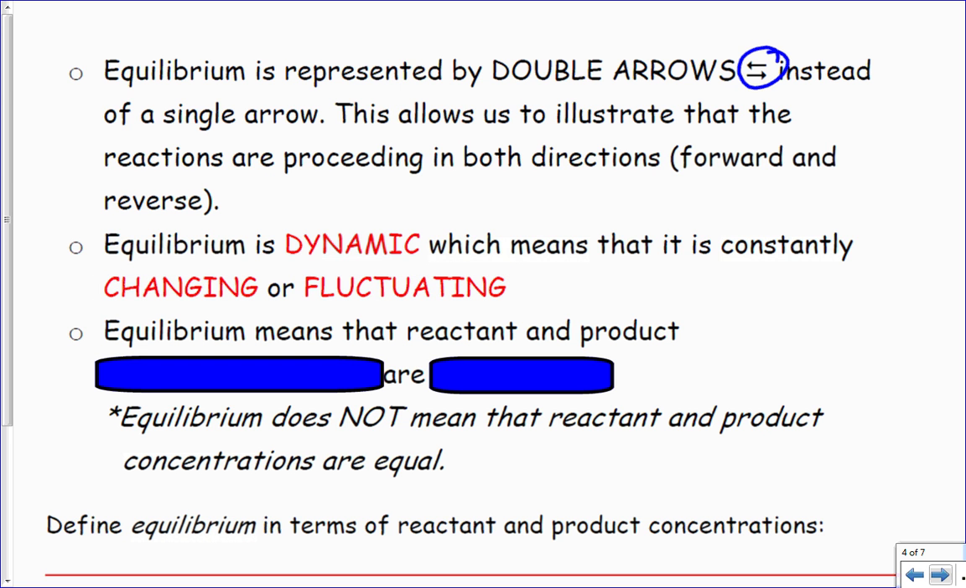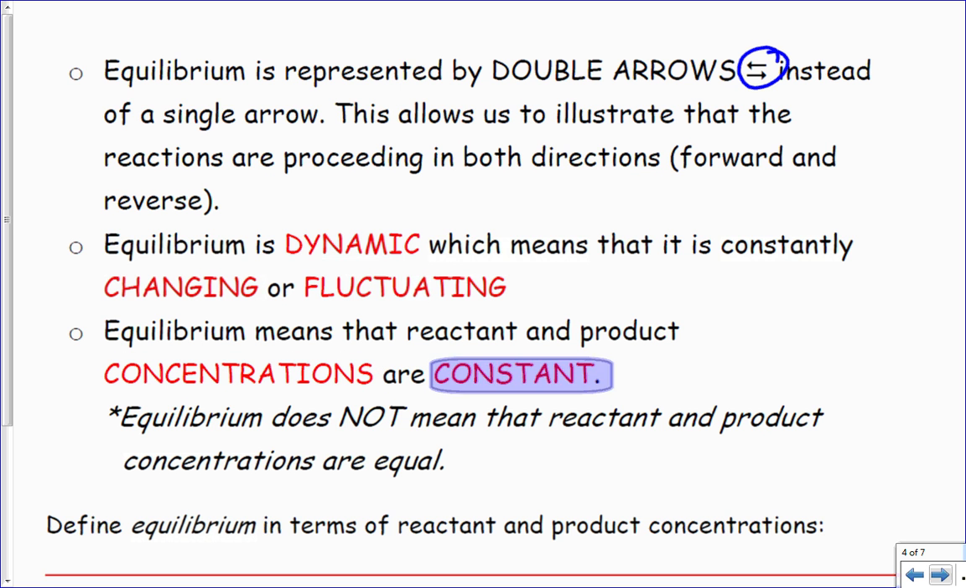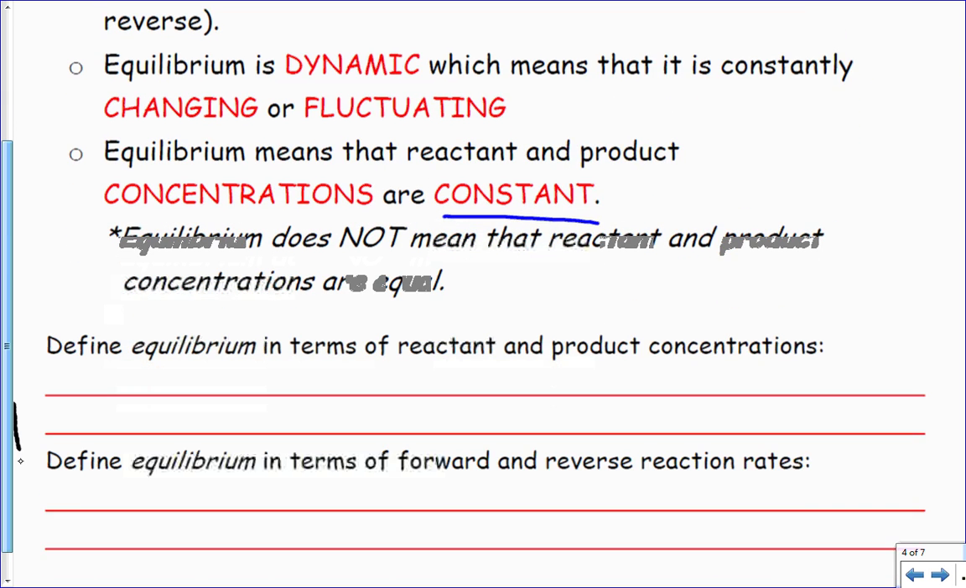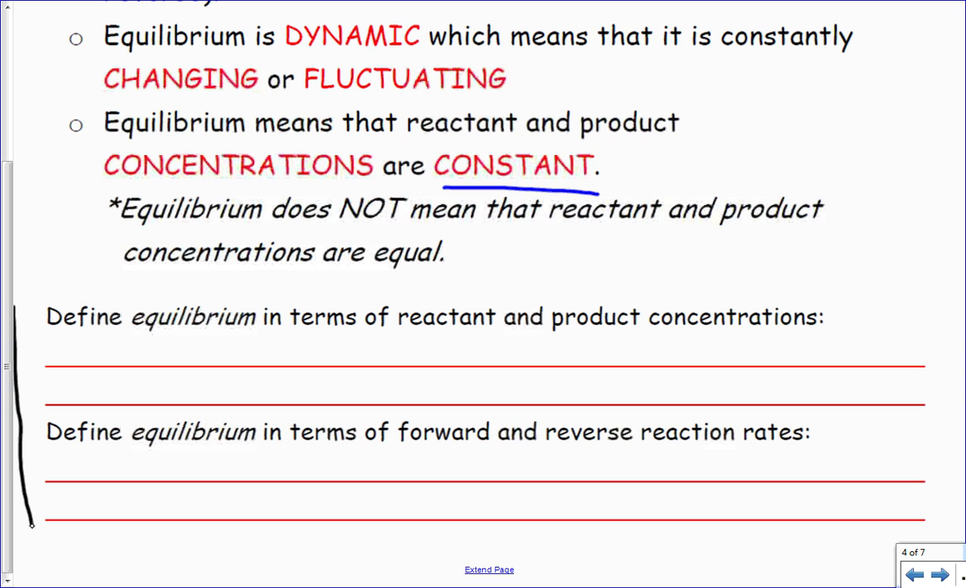The forward reaction does not stop. The reverse reaction does not stop, but the concentrations will stay constant, which makes it look like the reaction isn't happening. Okay, so the concentrations are constant. The reaction is going, but there is no change in concentration anymore. Whoopsies, sorry about that. So now we need to define in terms of reactant and product concentrations.